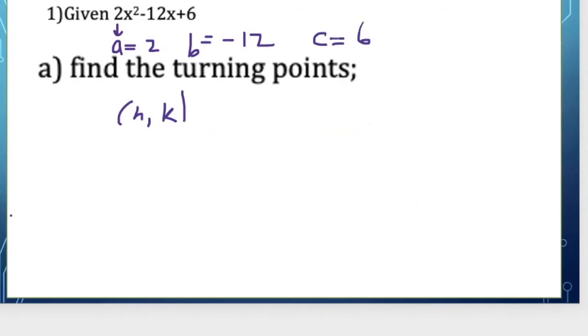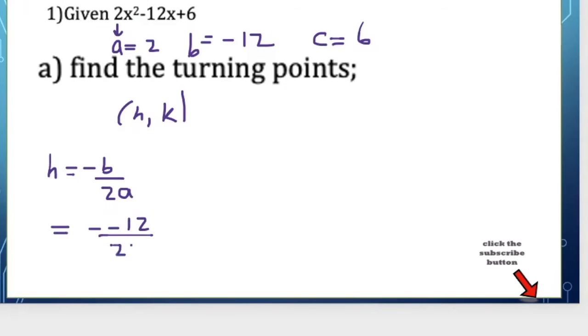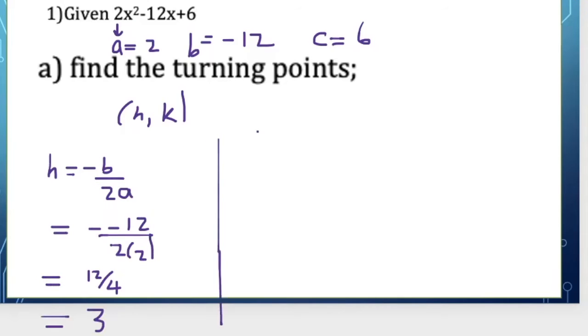So finding out what is the value of H, I am going to use H is equal to minus B over 2A, where I've already identified what is B. So B is negative 12 and A is 2. Now negative times negative, that's positive. So this is positive 12 over 2 2's 4. So therefore, simplifying this further, dividing 12 by 4, we have 3 for H.